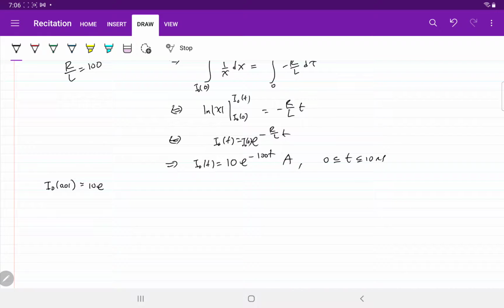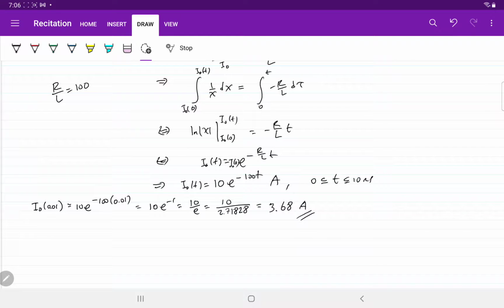It's 10 e to the power of minus 100 times 0.01, so 10 times e to the power of minus 1, which is 10 over e. 10 over e, with e being the constant 2.71828, comes out to be 3.68 amps.